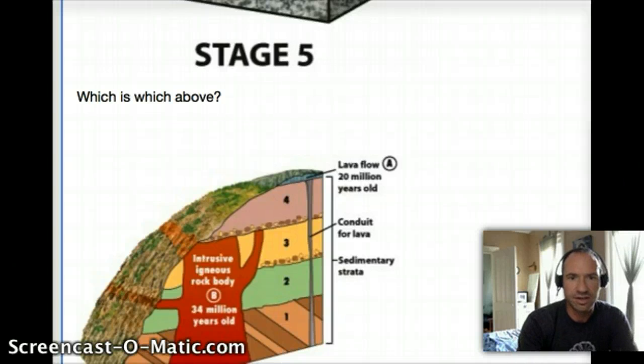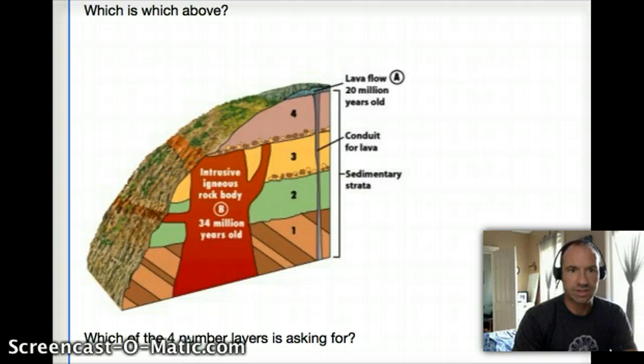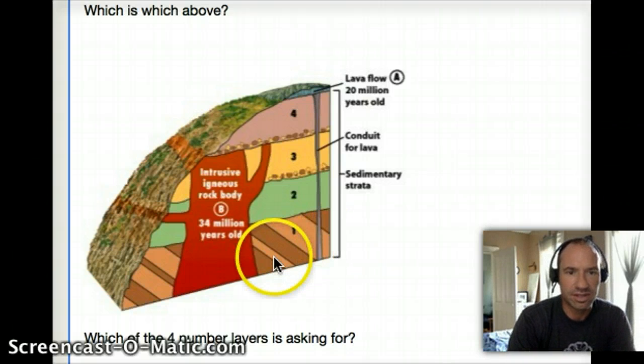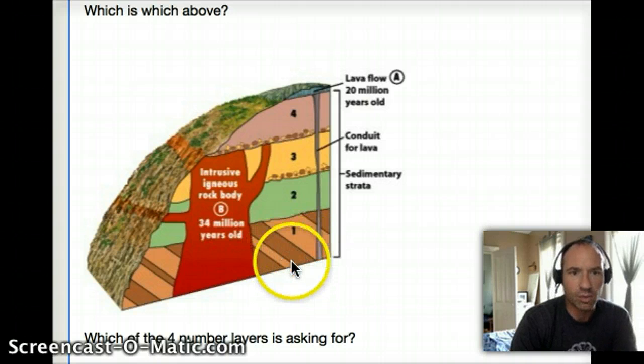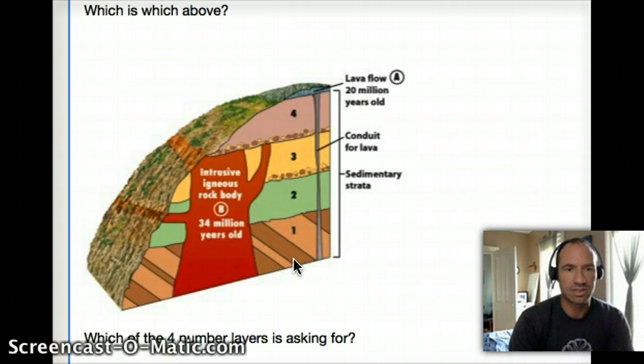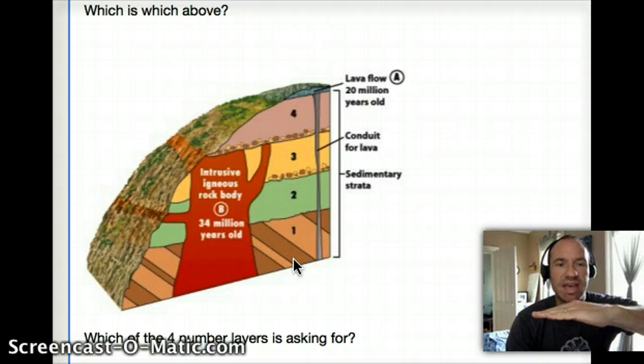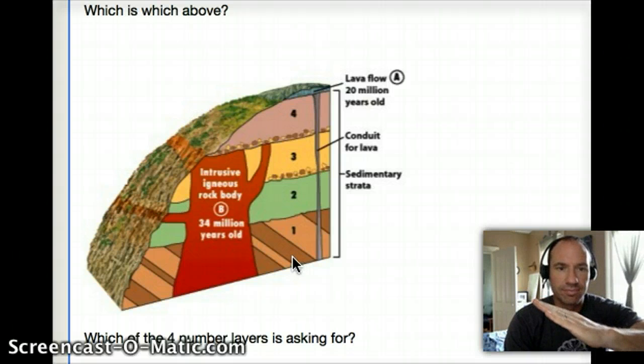And then down here, the last one, let's bring this down there. Which of the four numbered layers is it asking for? I'm afraid I don't understand that question either, but essentially I can step you through what happened with this figure. So originally layer 1 was laid down, and it was laid down horizontally, and then layer 1 got tilted.